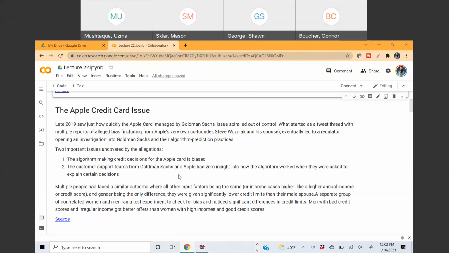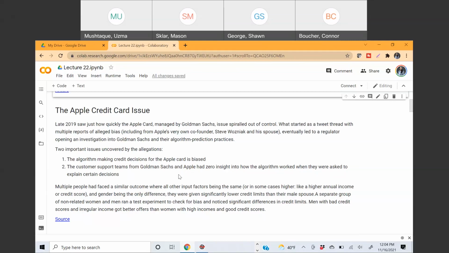So this really came into light in late 2019, and the allegation that people were making against Apple was that the algorithm was making credit decisions for Apple, and it was biased because it was giving a greater credit limit to men as compared to women, and so there's clearly a gender bias. And more importantly, the people who implemented this algorithm were not able to completely explain why this was happening and how the algorithm worked. And that goes back to the interpretation part of any ML or AI algorithm. You can see that there is clearly a gender bias introduced into the system, and we don't know how to deal with this, right?